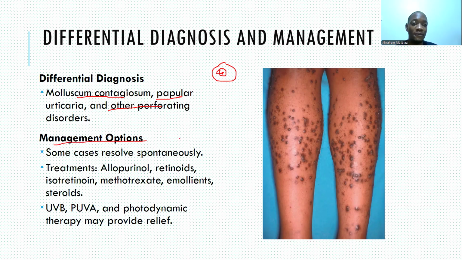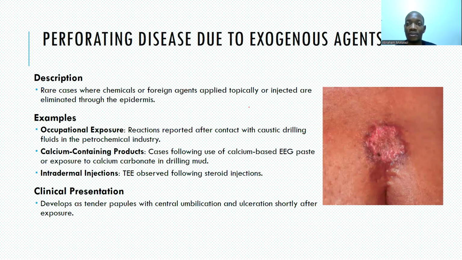For management, some cases can resolve spontaneously, but at times you may end up needing to give other things like allopurinol, retinoids, isotretinoin, methotrexate, or even emollients and topical steroids to try and calm down this extensive pruritus and this elimination. Then in case these fail, you can also opt for light therapy, where you can do narrowband UVB or even PUVA, or sometimes if you are in a better setting, you can also do photodynamic therapy, which can also give us relief, especially with the pruritus that comes along with this dermatosis.